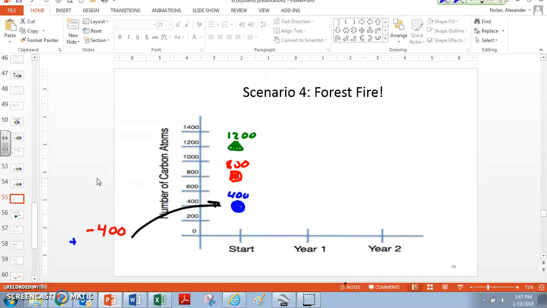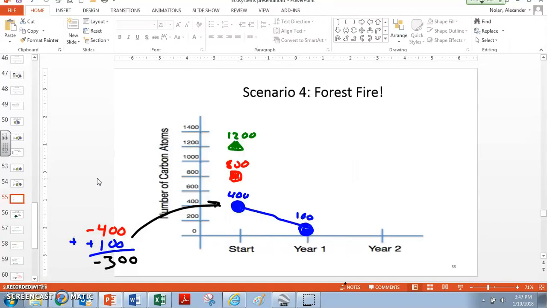And to that, we're going to add a positive flux of 100 because that's all the photosynthesis that was going on. And so our net flux was actually negative 300, so pretty bad. So we are going to go from 400 all the way down to just 100 at year one. We're not quite at 0, but we're at somewhere around like 100, pretty low.